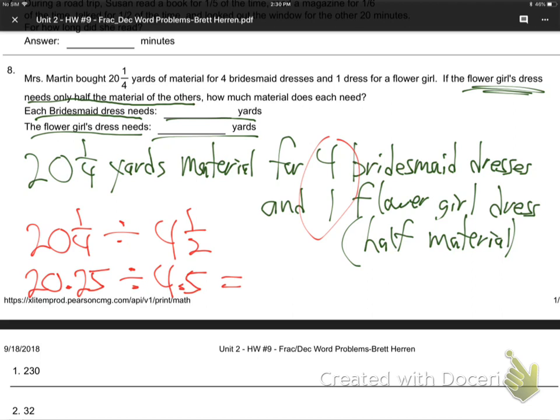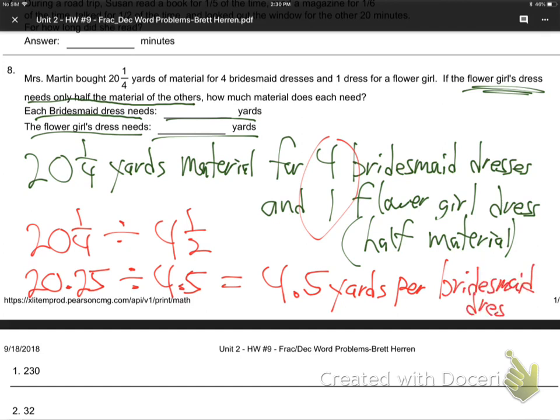It just comes out 4.5, huh? Just like what we're dividing by. All right, 4.5. Now, what is that 4.5? That's 4.5 yards per bridesmaid dress. That makes sense? We took all the material and divided it among 4.5 bridesmaid dresses, and we got that she's going to need 4.5 yards per bridesmaid dress. So that's the answer to the first question. Each bridesmaid dress needs 4.5 yards.